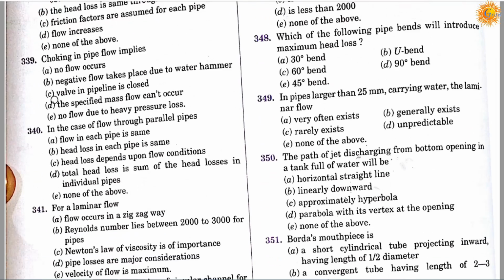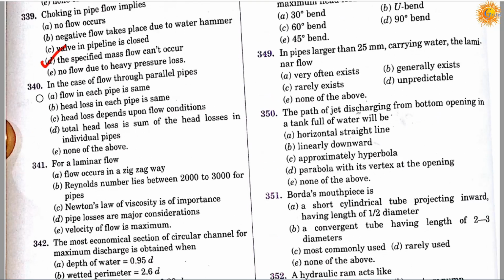Question number 339. Choking in pipe flow implies: option A, no flow occurs; option B, negative flow takes place due to water hammer; option C, valve in pipeline is closed; option D, the specified mass flow can't occur; option E, no flow due to heavy pressure loss. So the correct answer is D, because the specified mass flow can't occur.